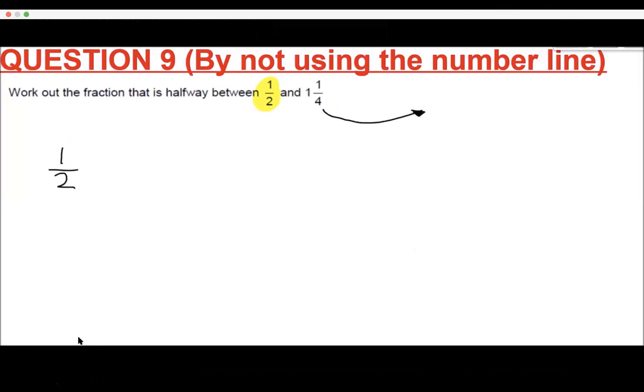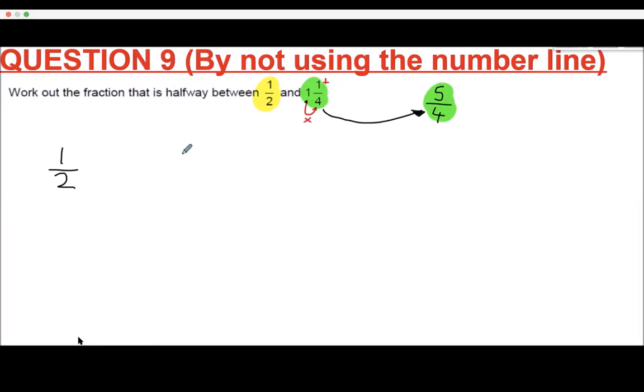Now, the way we do that is multiply the whole number by the bottom part of the fraction. So we're going to do 1 multiplied by 4, and then add on the 1 at the top. 1 times 4 is 4, plus 1 gives us 5. The bottom number stays the same. So it was a 4, it still stays as a 4. And so in a top-heavy form, 1 and a quarter becomes 5 quarters.